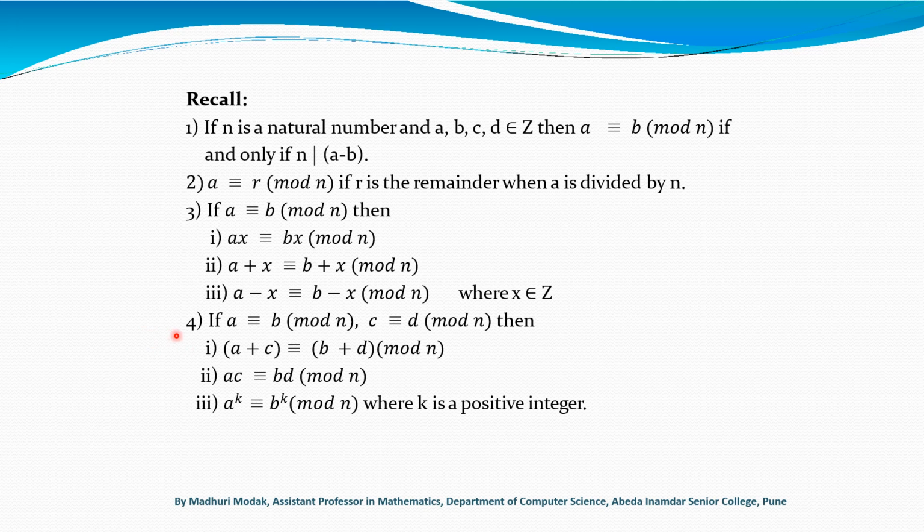Also, if a is congruent to b modulo n and c is congruent to d modulo n, then a plus c is congruent to b plus d modulo n. Then ac is congruent to bd modulo n and a raised to k is congruent to b raised to k mod n, where k is a positive integer.